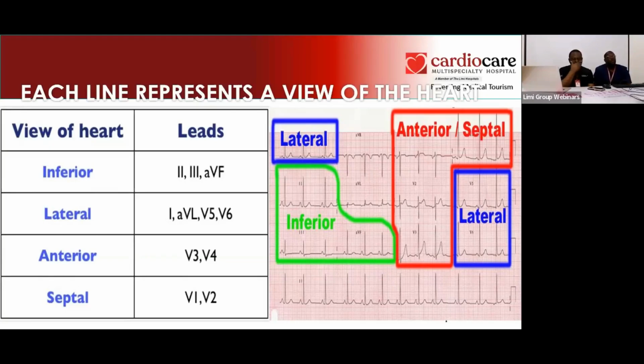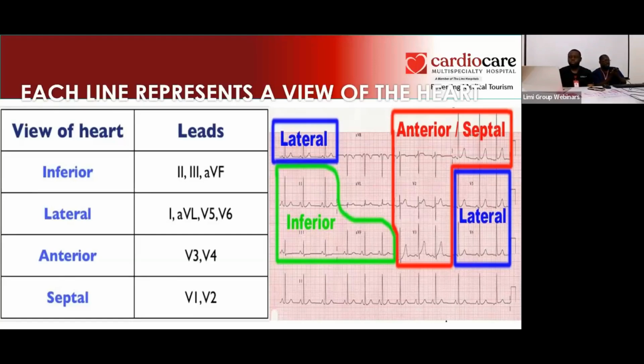For the leads looking at the lateral part of the heart, looking at the heart from the side, we have leads V5, V6, 1, and AVL. That's why we said there are some things you just have to grab. So V5, V6, 1, and AVL. Remember I told you to have a notebook? So this is what you are writing. You must write. Don't wait for the slides. It will not help you. You must write it down. If you are going to learn ECG, you must write. So write now. Those are the lateral leads.